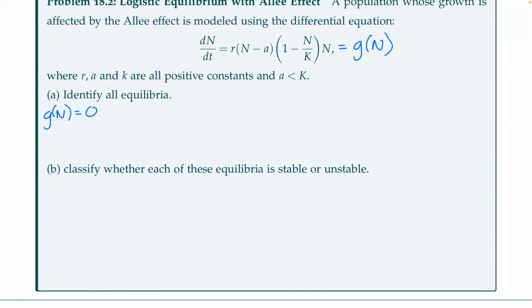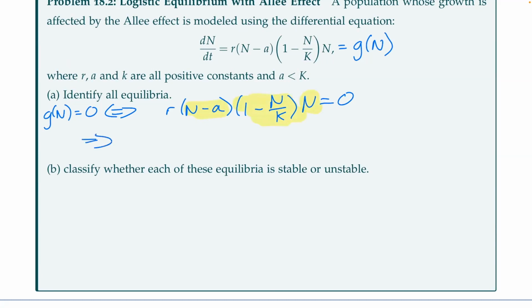And this is already nicely factored here, so we can immediately write down our equilibria, because we need r times by n minus a times by 1 minus n over k times by n to be equal to 0. So whenever we're multiplying things together like this, we need at least one of these to be equal to 0. So that means that either this bracket has to equal 0, or this bracket has to equal 0, or this term has to equal 0.